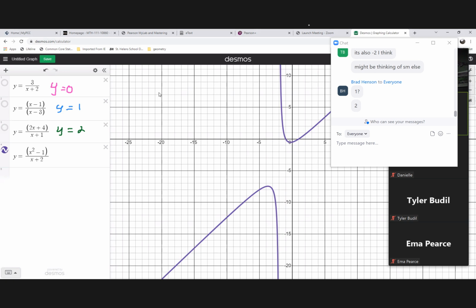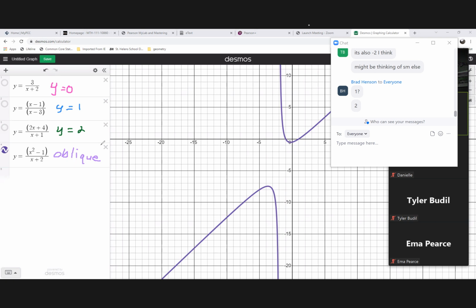But what it does have is what's called an oblique asymptote. Okay. So this one has what we call an oblique asymptote. Sometimes in certain textbooks, they call these slant asymptotes. But ours calls them oblique asymptotes. So here we had 0, here we had 1, here we had 2, and here we had oblique.